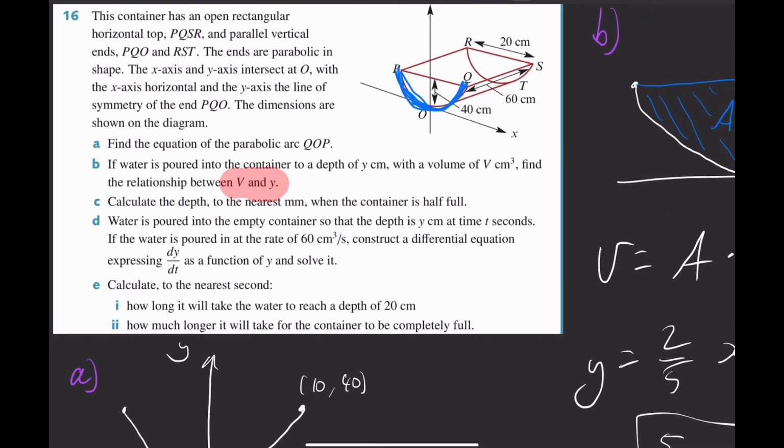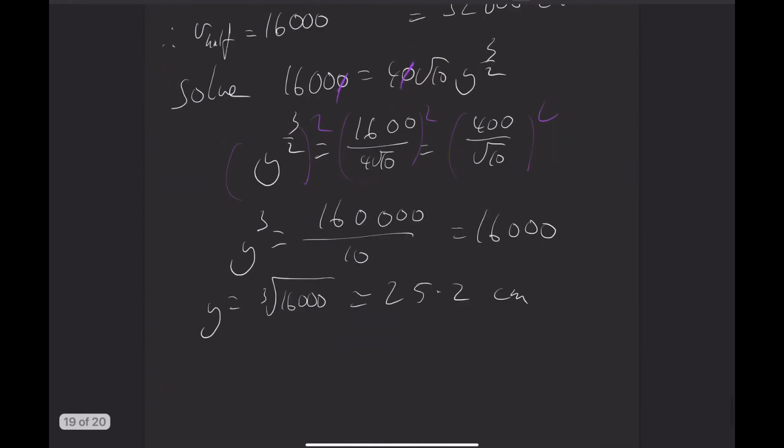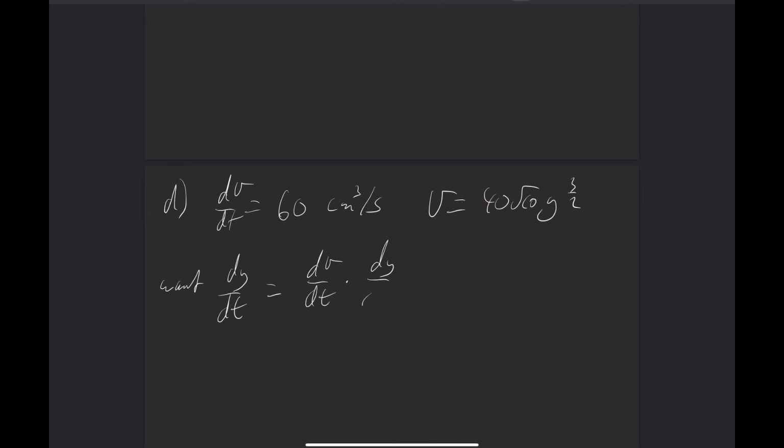So water is poured into the container so that its volume increases at a rate of 60 cubic centimeters per second. Find dy/dt. So I know how fast liquid is going in, and I want to find the rate of change of the height. So I need to write down what information I have and what information I want. So I'm given that dV/dt is 60 centimeters cubed per second. I know that V is 40 root 10 y to the 3 on 2. What I want is dy/dt. So I'm going to use the chain rule, because dy/dt will be dV/dt times dy/dV.